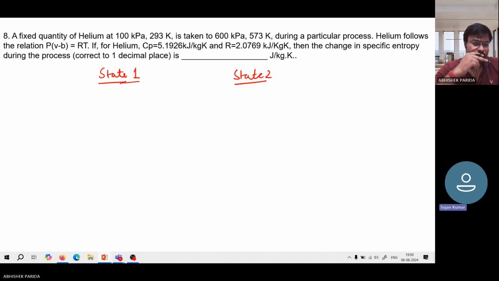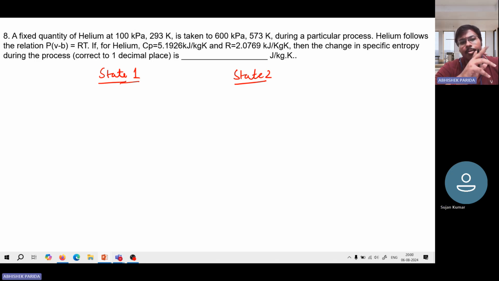Sir, my doubt is, here entropy is a function of temperature and pressure. We have already derived equations. Entropy is a function of temperature, pressure, volume, like this. That is applicable for an ideal gas. So here the gas obeys P(v minus b) equal to RT. Shall I use the same formula, sir? Delta S equal to Cp ln of T2 by T1 minus R ln of P2 by P1. Is it applicable, sir?